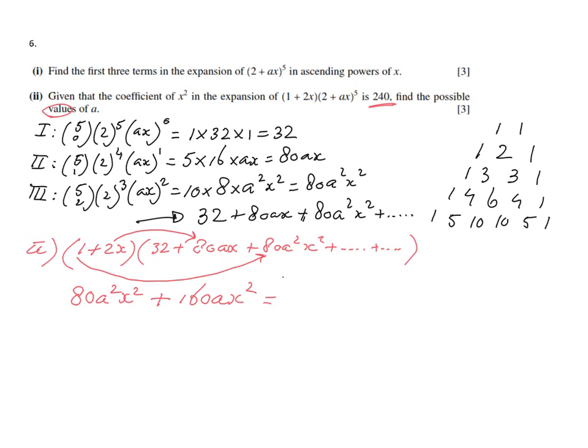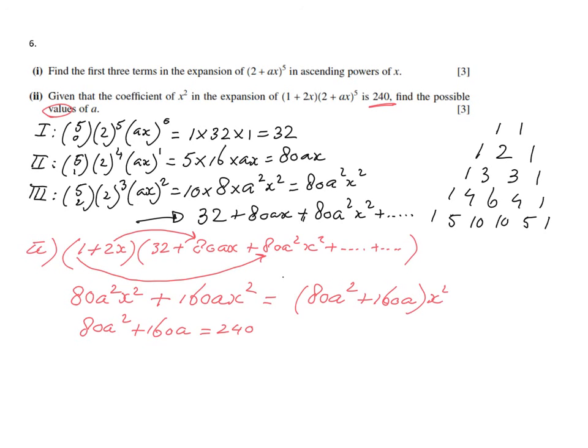So if I combine those like terms, I would get (80a squared plus 160a) x squared. Yeah, that's the combination. If I combine the like terms, the coefficient apparently is 240. So I can now say that 80a squared plus 160a equals 240. And they already told me find the values of a, and indeed it's a quadratic equation, so probably 2 values.